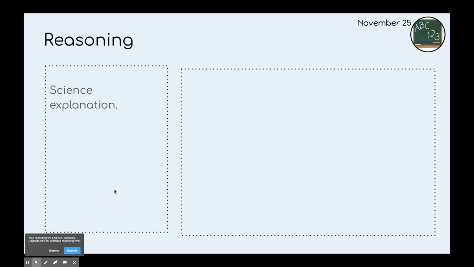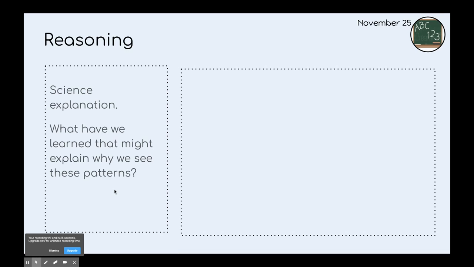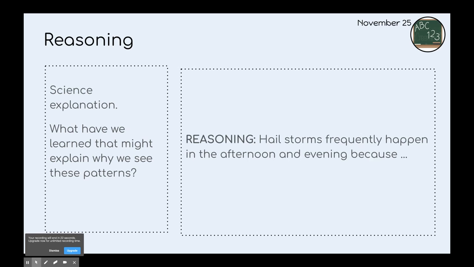Next, the reasoning. The reasoning must be a science explanation. It's what we have learned that might explain these patterns. It cannot be, my reasoning is that I saw it in the data. No, why would hailstorms happen in the afternoon and evening? So this is where I'm applying everything I've learned. This is the hardest piece really. So good luck, scientists, in updating your work.